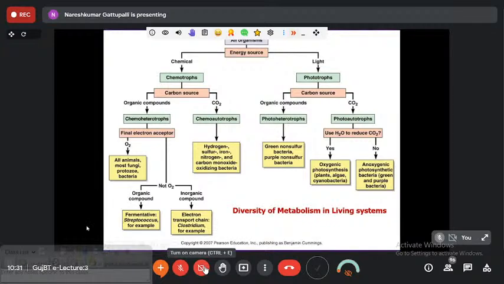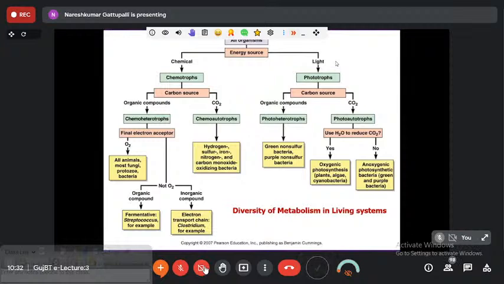So what we see is that in the majority of the metabolic diversity, fungi, animals and all these are predominantly chemoheterotrophs, that is, using organic molecules to generate the ATP and NAD that is required. On the other hand, there are organisms which can also use light as an energy source and convert it. So this is the diversity of living systems.